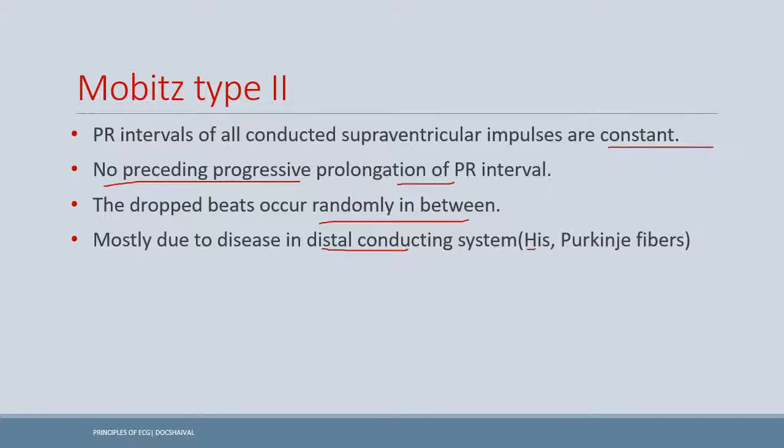Now the etiology behind this is usually due to problems in the distal conducting pathways, the His or the Purkinje fibers, and we are going to see ahead in the lecture that Mobitz type 2 can be a result during acute coronary syndrome or after myocardial infarction.